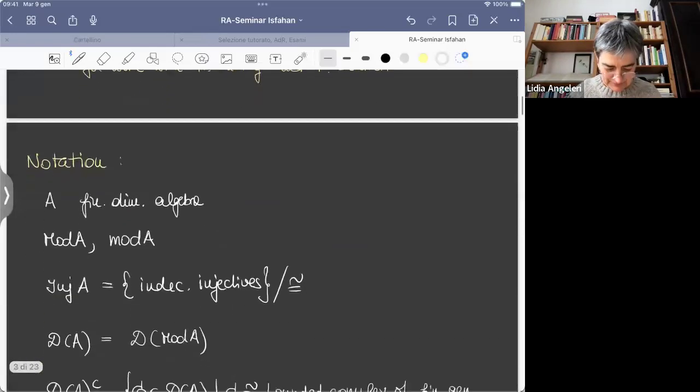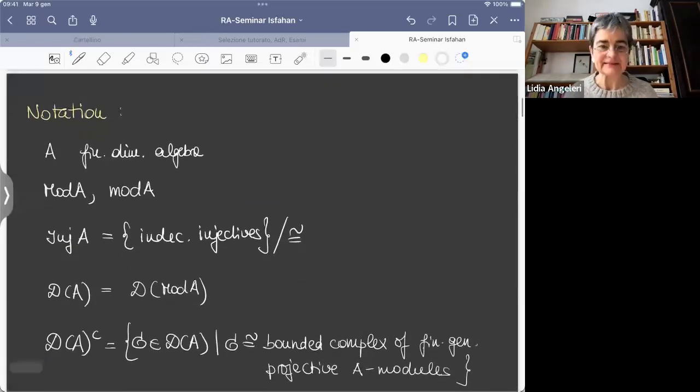And yeah, so let me start first with some usual notation, just to fix the setup. So A will denote a finite dimensional algebra, although many of the things I will say hold for Artinian rings. And big mod A will be the category of all modules, and small mod A the category of finite dimensional modules.